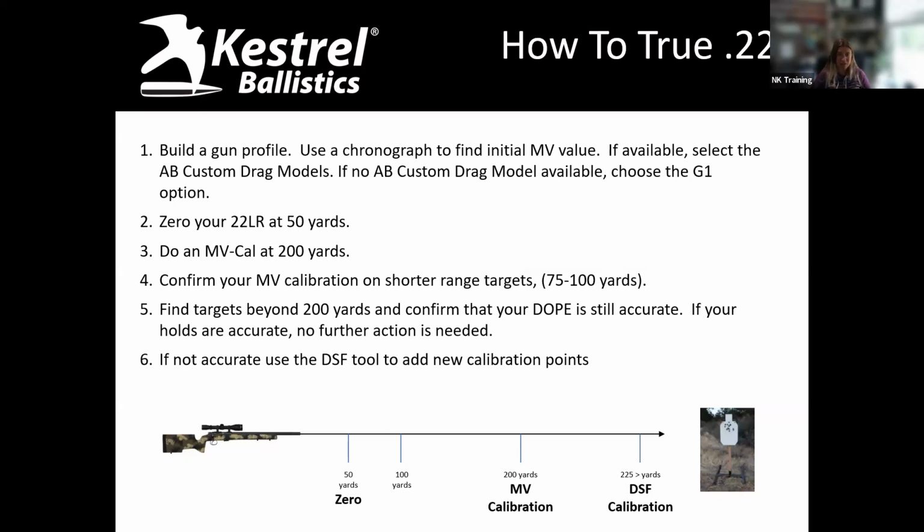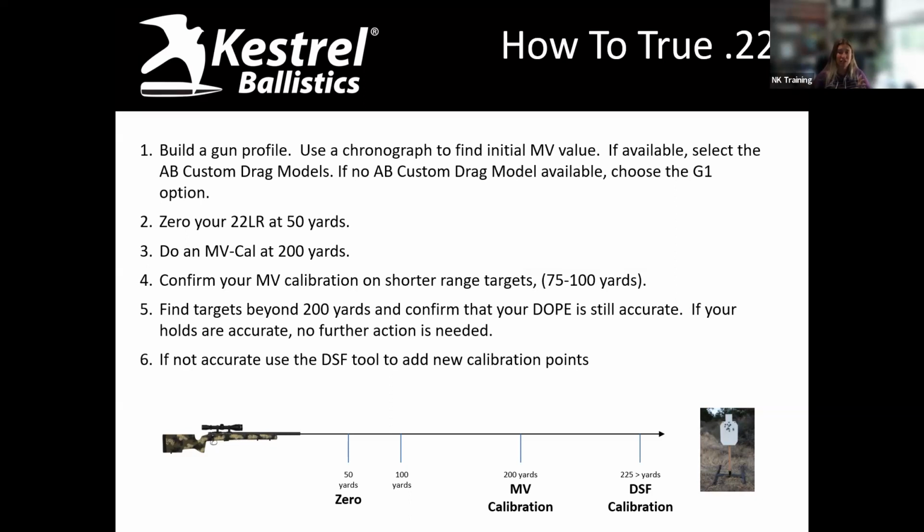Zero at 50 yards. So make sure that you have a good zero. Everything that we do through the regular truing process, make sure that your zero is really good. And then you're going to do your MV cal at 200 yards. The Kestrel, when you go into your MV cal, may tell you some differences. This is what we have figured out to be the most accurate, right? So put it at 200 yards and do your MV cal at 200 yards. Then confirm it, just like we do on the big guns, at 75 and 100 yards. Come back into those shorter distances and everything should be matching up.